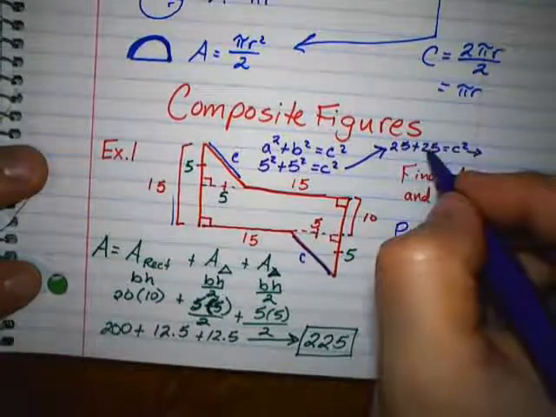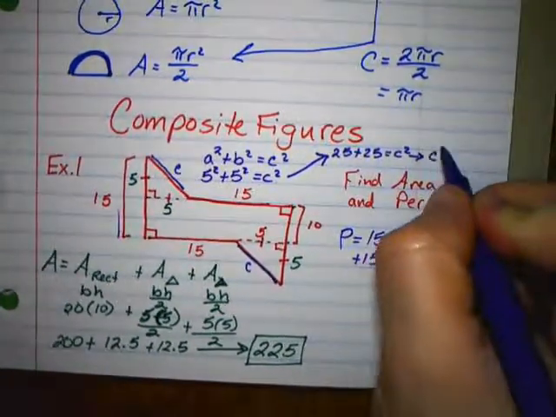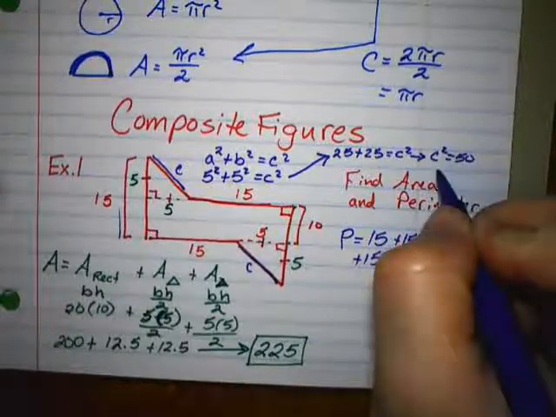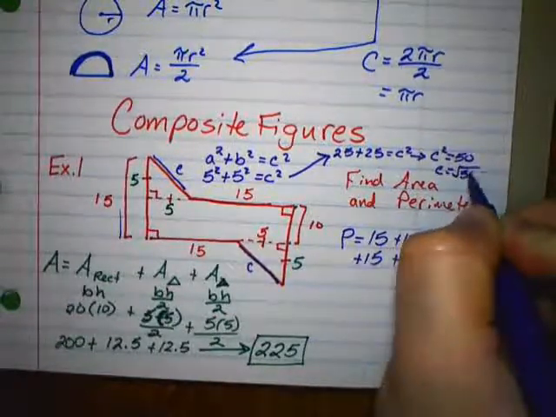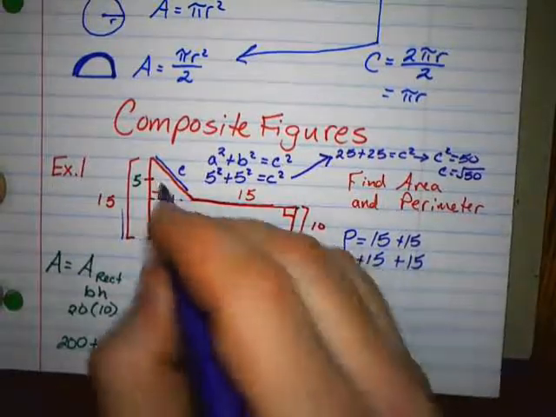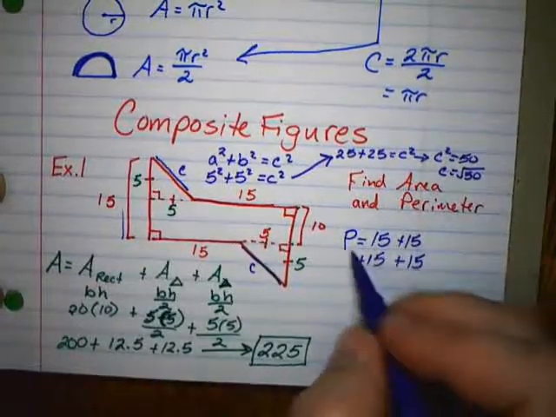25 plus 25 is 50. So c squared equals 50, which means c is the square root of 50. Okay, so I have two of those. I'm going to leave it written as the square root of 50 for my problem.